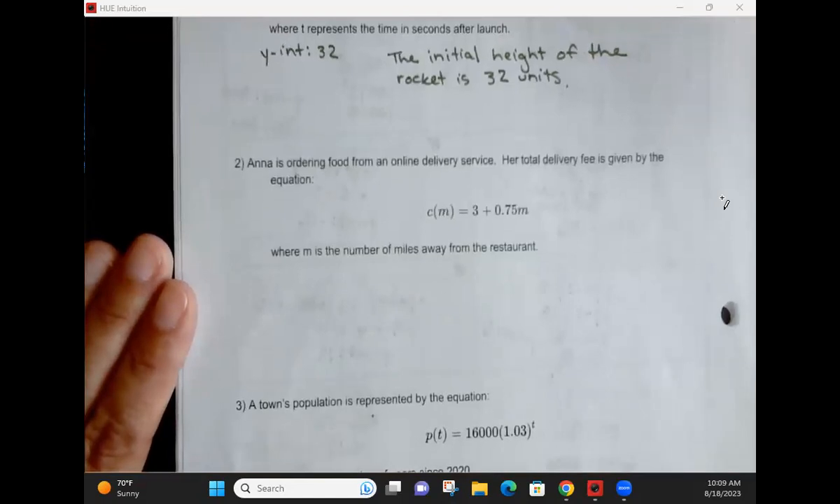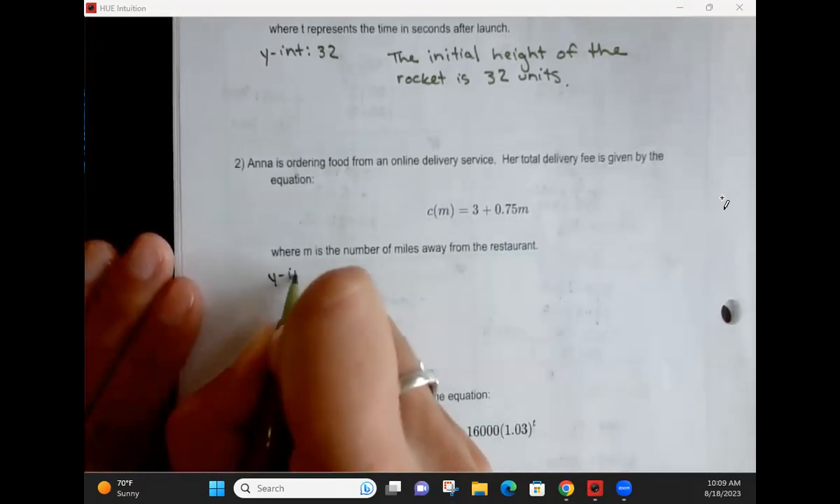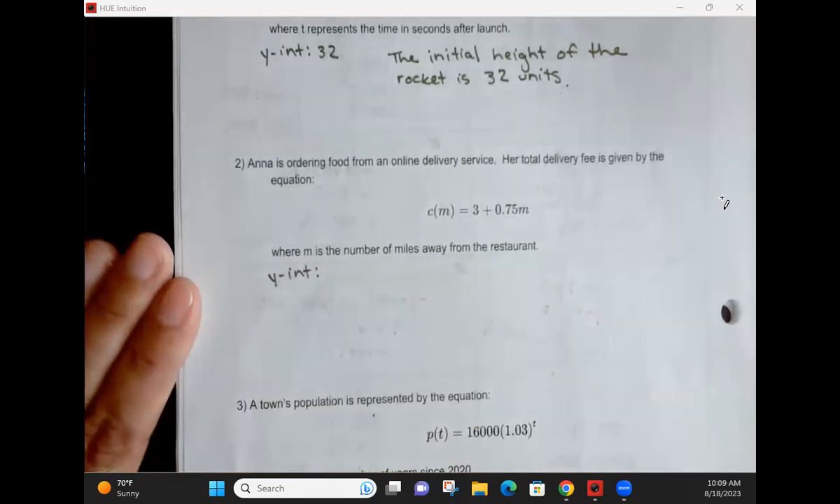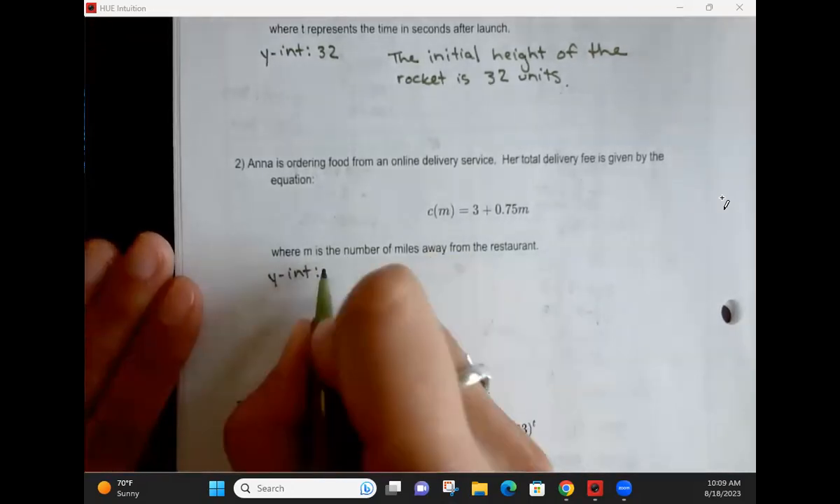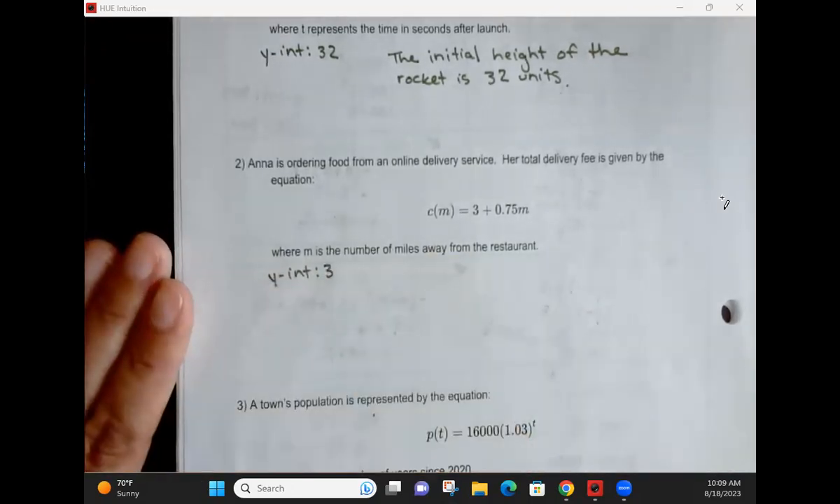Number 2, Anna's ordering food from an online delivery service. Her total delivery fee is given by this equation, where m is the number of miles away from the restaurant. Another easy one to find the y-intercept. What is the y-intercept here? 3, right? Easy to find it. What does it mean?